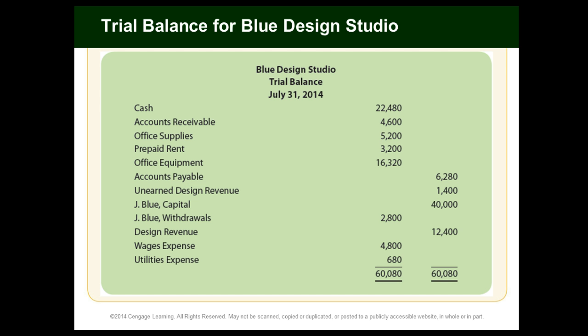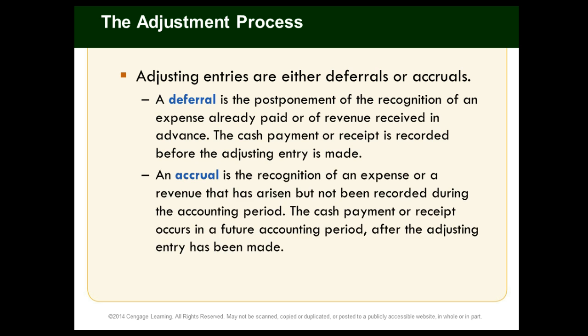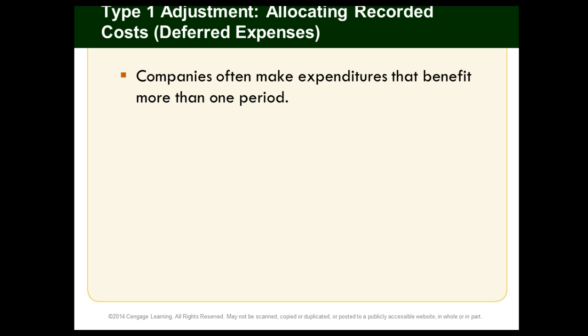We were looking at some examples of what we call deferrals or accruals. Sometimes we make expenditures that benefit more than just one period. So when we make an expenditure that benefits more than one period, when we make that expenditure initially, we treat that cost as an asset, because they're usually prepaid. We've paid them in advance. So we have a future benefit.